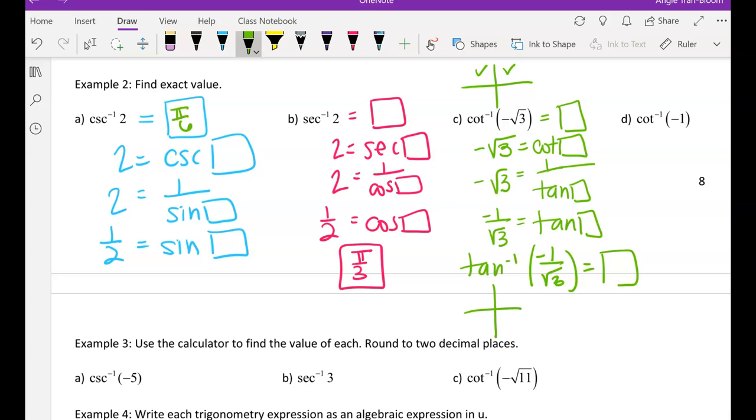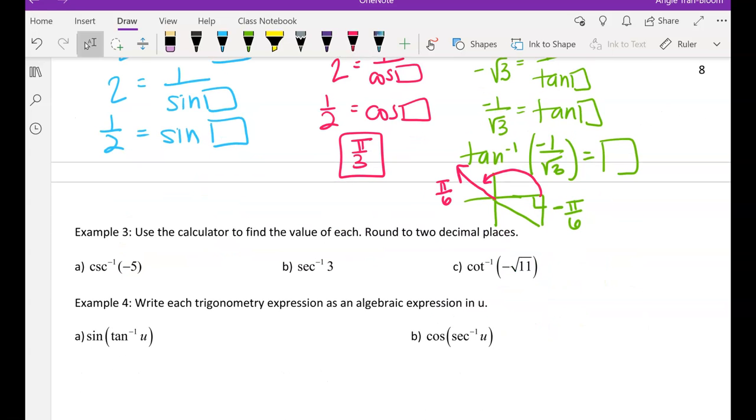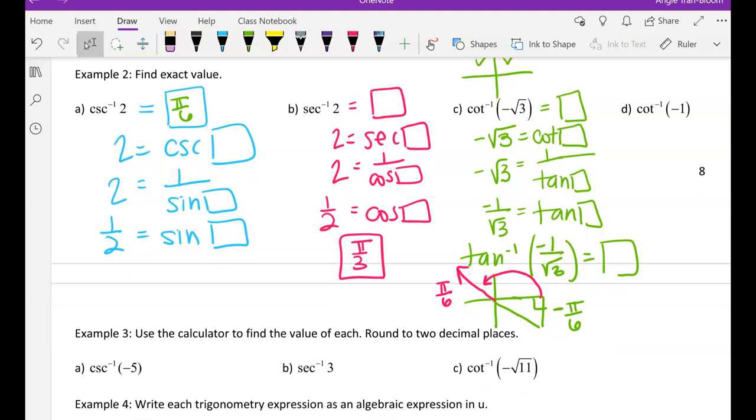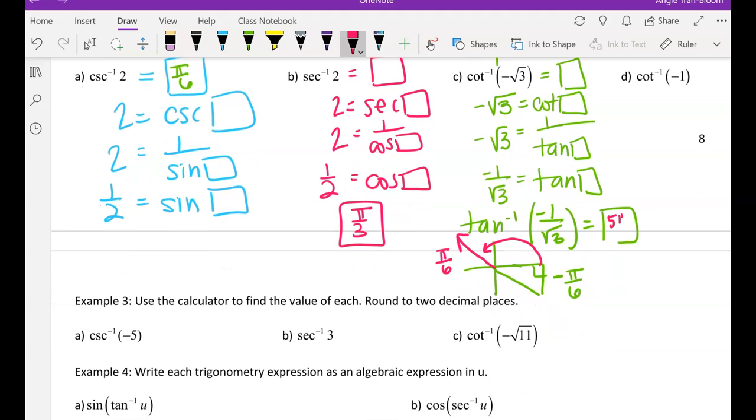This is tangent inverse in quad 4, which, by the way, I saw a lot of you have, what angle? Negative pi over 6. But my original is a cotangent inverse, so it has to be in quad number 2. The reference angle is always positive. The reference angle is still pi over 6, so that big, empty box should be filled in with 5 pi over 6.